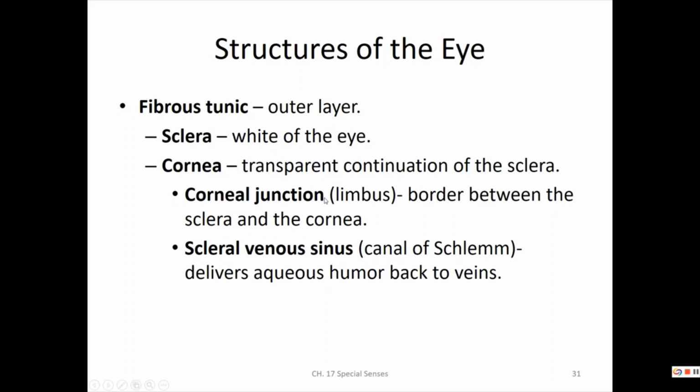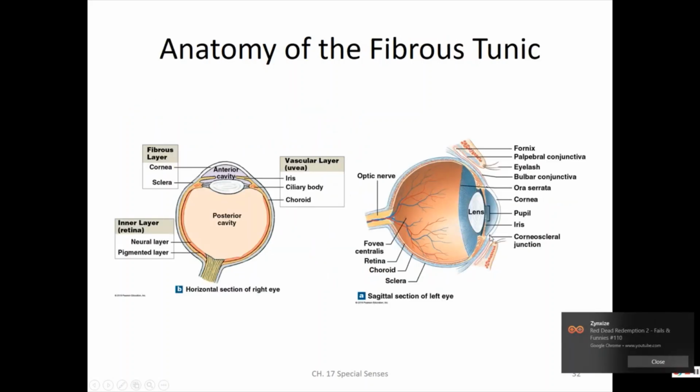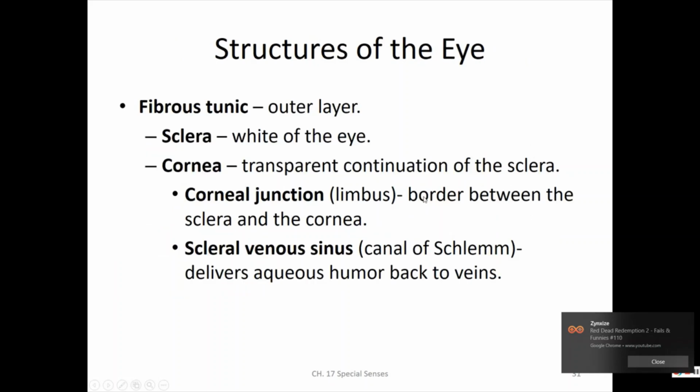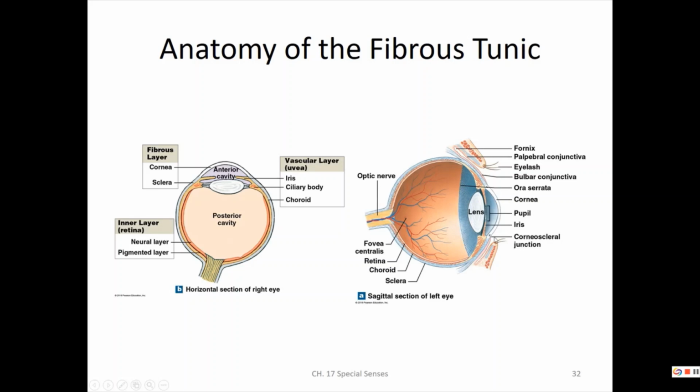Now, the corneal junction or corneoscleral junction is where the cornea meets the sclera. It is the limbus, the junction between the two. Now, the scleral venous sinus.